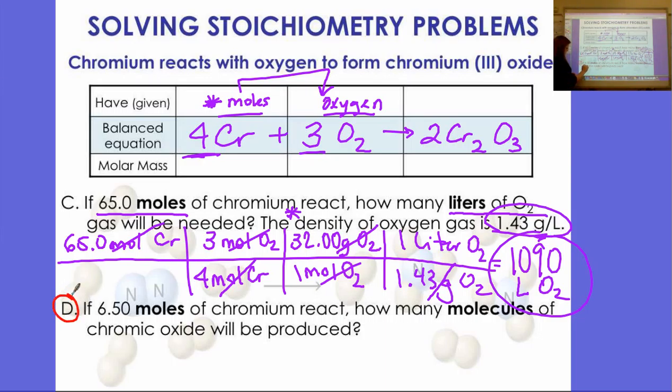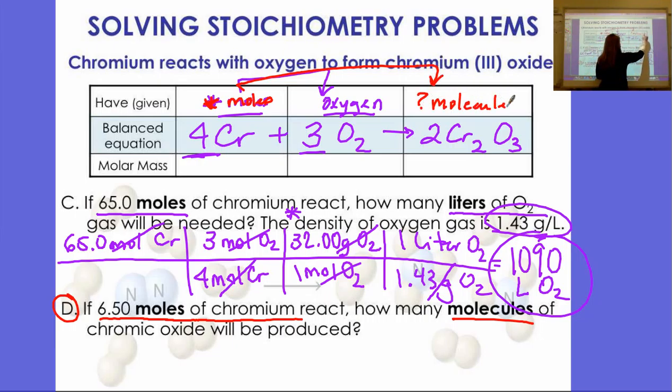Part D. 6.50 moles of chromium. I'm still in moles of chromium. Now I want to get to molecules of chromic oxide. How many molecules? Well, this tells you 2 things at least. The ratio that at some point you're going to use to jump substances is 4:2. And since it says molecules, we'll need to go back and get our best friend Avogadro.